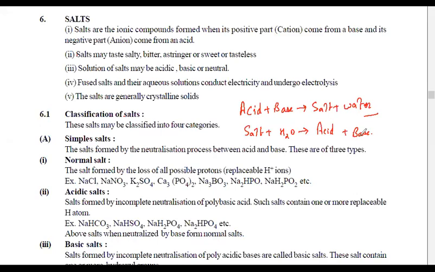Tell me. Yes or no? Tell me, everyone. Very good. So yes, I can say that. But the question here is, can we do it for all kinds of acid or base? In previous classes we studied the types of acid and base: strong acid, weak acid, strong base, and weak base.